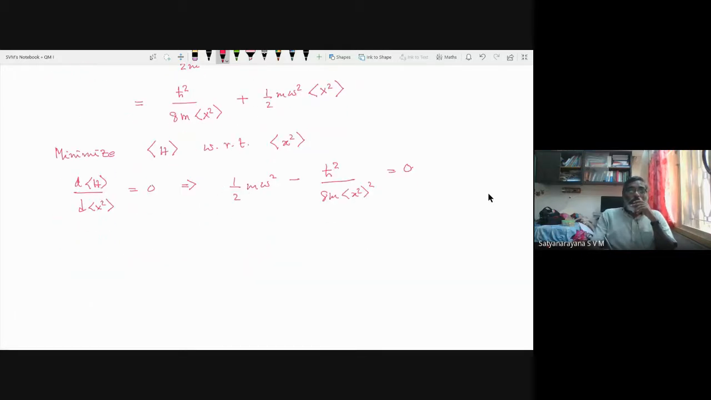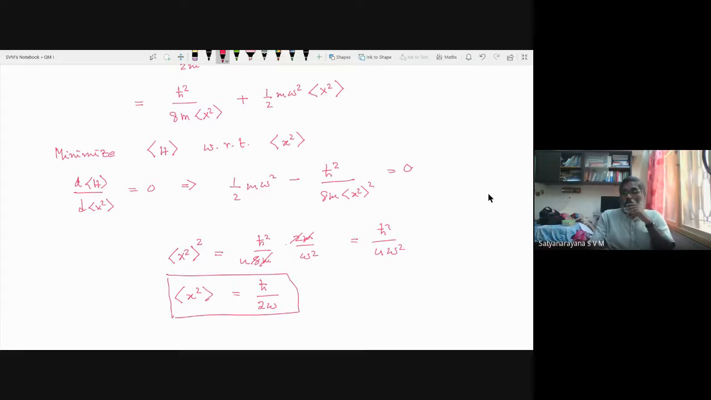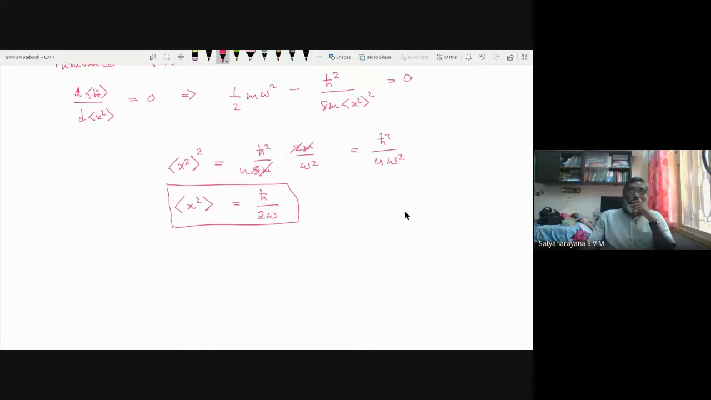So that tells you that your average value of x square corresponding to this is equal to h bar square by 8m into 2m by omega square. So m will cancel and this will be 4. So you have h bar square by 4 omega square. So that is what will be your average value of x square, the whole square. Or what will be your x square? X square is equal to h bar divided by 2 omega. So this is the value of x square that corresponds to the minimum value of energy.